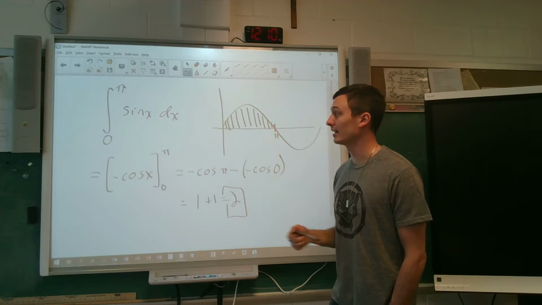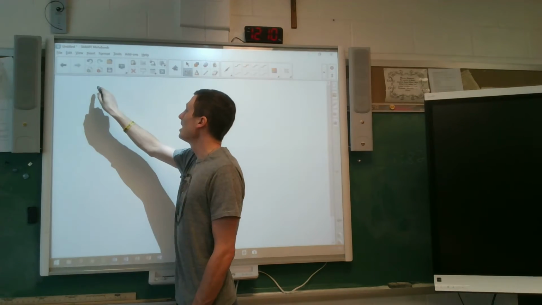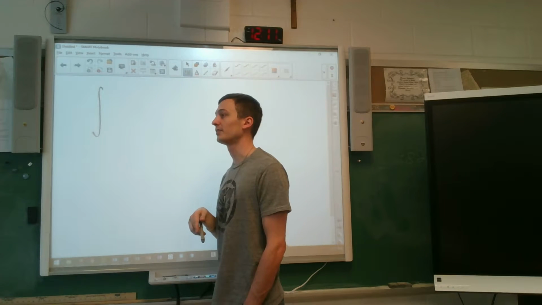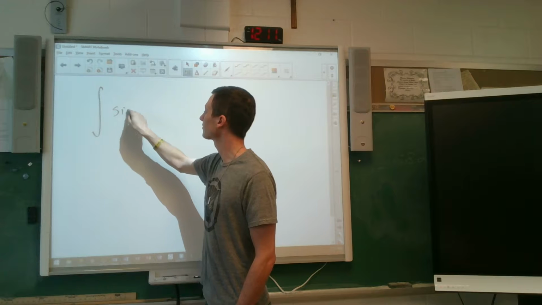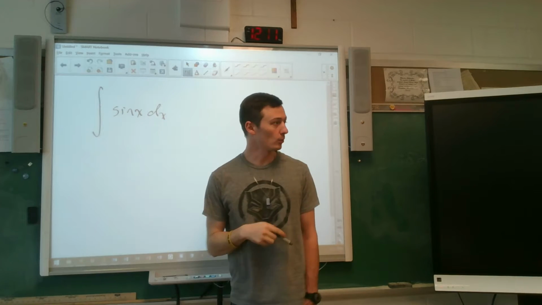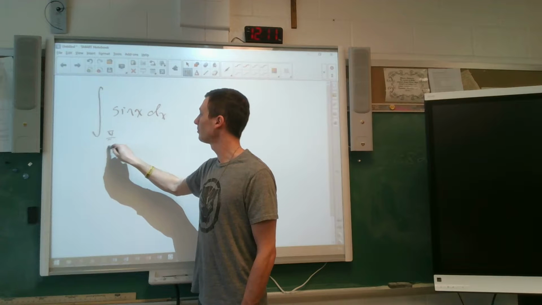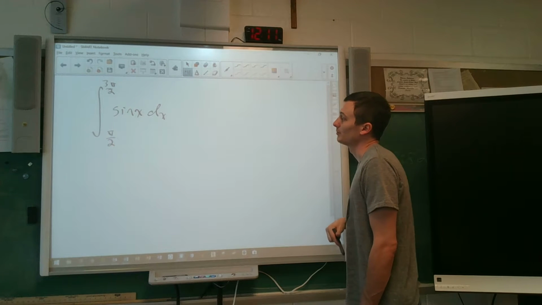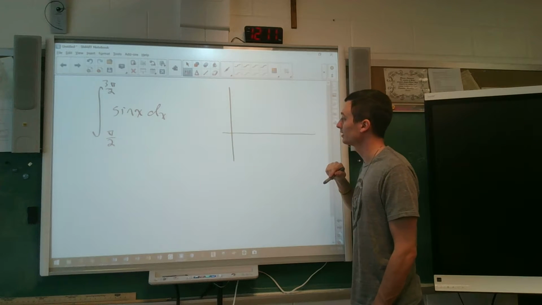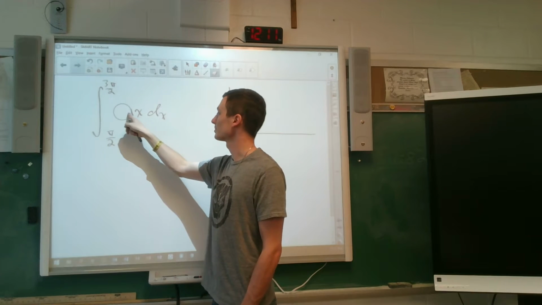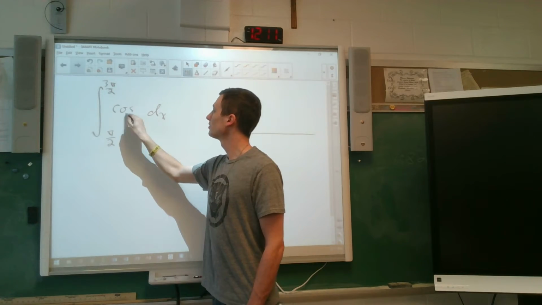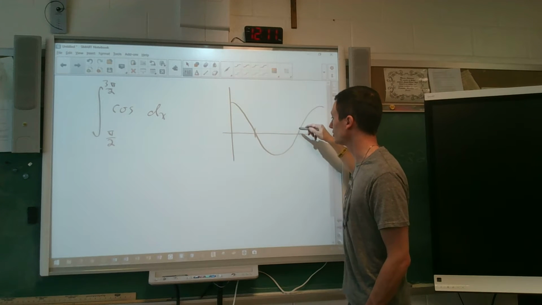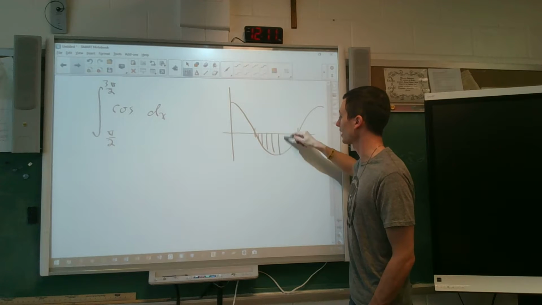So really that's it. Let's do this. Maybe I want to look at the area under the curve of cosine, from pi over 2 to 3 pi over 2. I'm confusing myself. This time I'm going to use cosine because it looks like this. So if I'm going from pi over 2 to 3 pi over 2, I'm looking for this area.